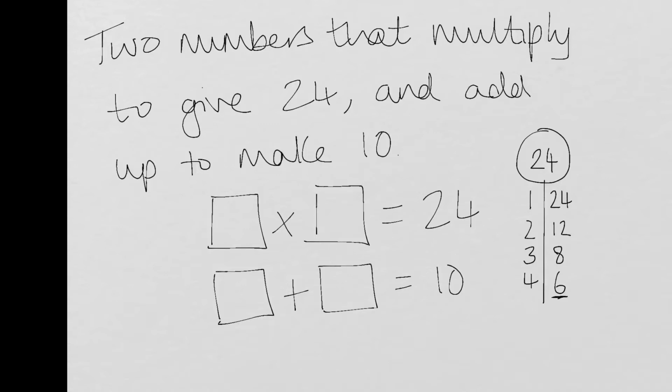Now, which of these factors add up to give me 10? 1 add 24 gives me 25, so it's not those. 2 add 12 gives me 14, so it's not those. 3 add 8 gives me 11, so it's not those. 4 and 6, let's have a look. 4 times 6 gives me 24, brilliant, and 4 plus 6 gives me 10. Great, so those are the numbers I'm going to choose, and I'm going to show you how that would work with factorising.